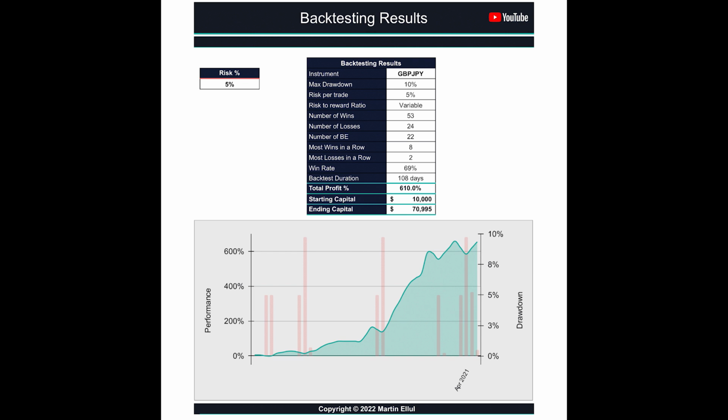That gives a win rate of 69%. So the total profit was 610%. So if you would have started with $10,000, you would have ended up with slightly more than $70,000 after roughly 3 months and a half. So this strategy is really impressive. I was really impressed. So it mainly works in trending markets.